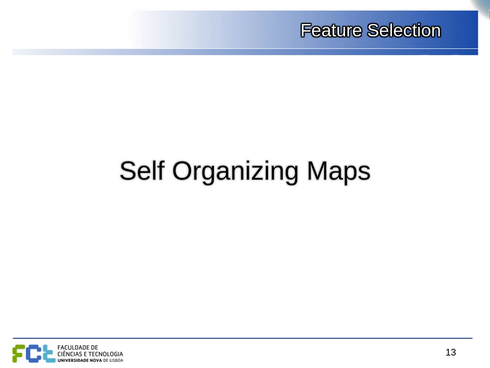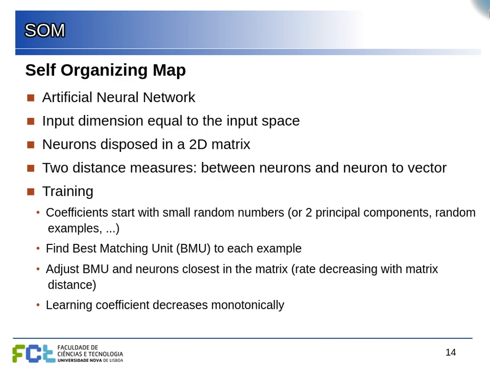So let's see one way of representing multidimensional data in 2 dimensions, or to map multidimensional data in 2 dimensions, which is using a self-organizing map. You can imagine the self-organizing map as a special kind of artificial neural network, where each of your neurons has an input vector that has the same dimension as your data has.